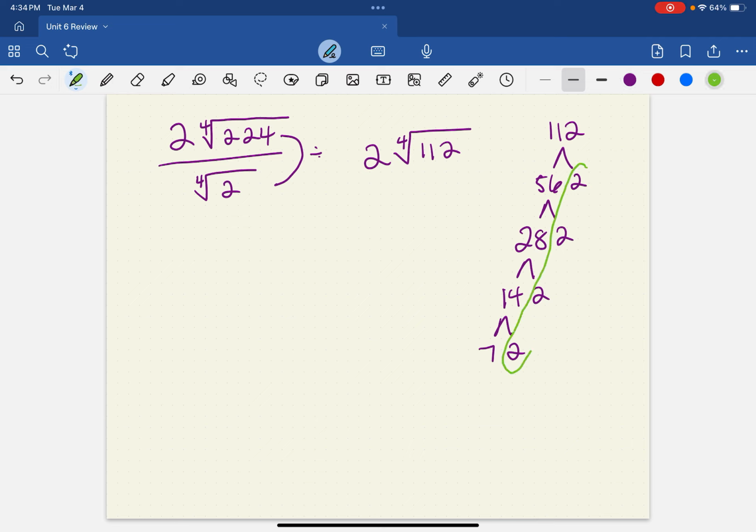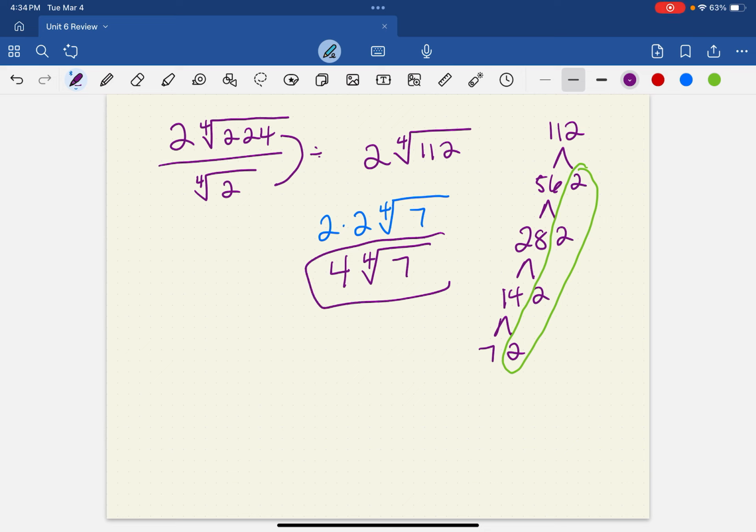Okay, so we are taking out a group of 2. So 2. We're taking that out. There was already a 2 on the outside. So we have the 2 that's already on the outside times the 2 we are taking out, fourth root 7. So final answer, 2 times 2 is 4. So 4, fourth root 7. Okay, go ahead and write that down. I'm going to erase this.